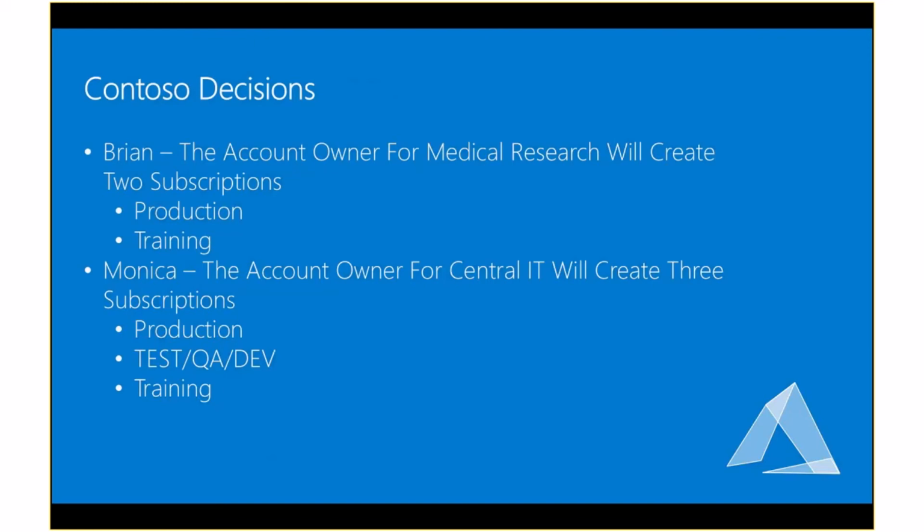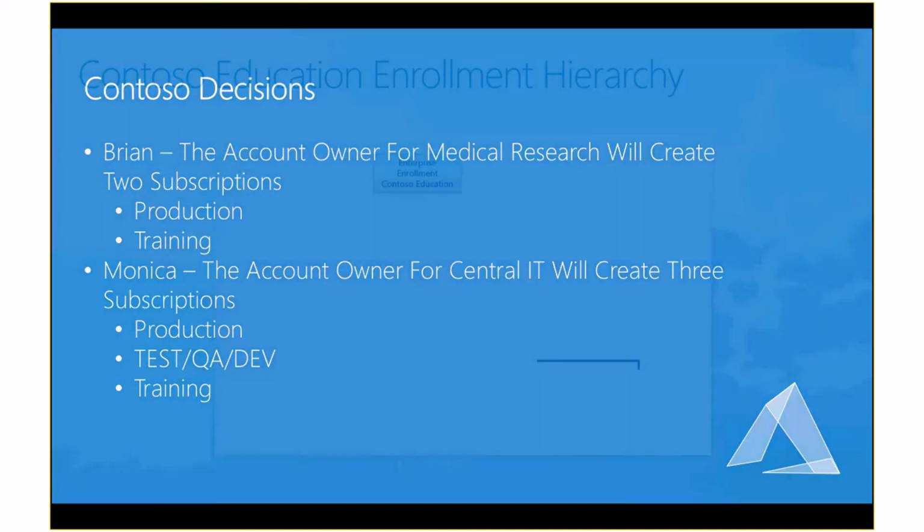And so, again, as an organization, you might not have a model that looks anything like this. You might go straight away and have no departments at all. You might have a single account owner, and you may have just a couple of subscriptions. So it's up to you, but we're trying to help you understand why these decisions were made.